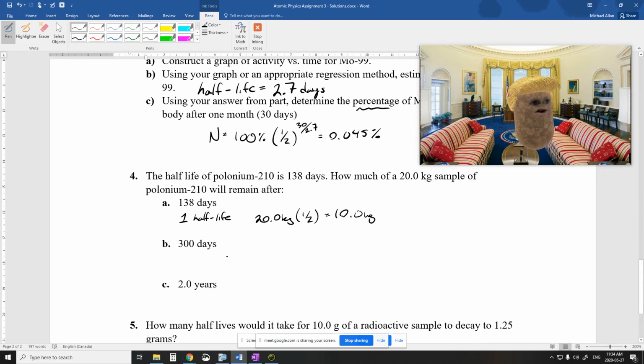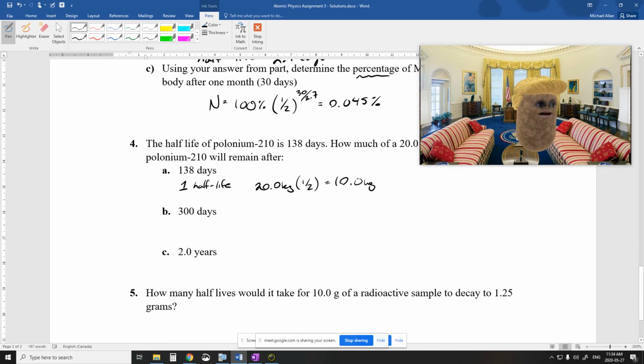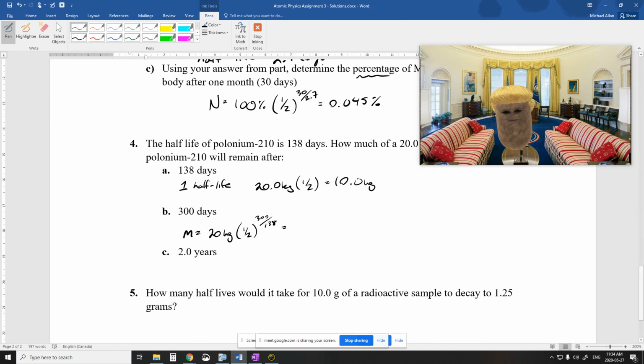Okay, after 300 days, that's not a nice multiple of 138. So I'm going to have to put this into my formula here. I start off with 20 kilograms, and I have 300 days, and my half-life is 138. So that's my equation I'm going to use. It's 20 times one half to the power of 300 over 138. So 4.43 kilograms, okay, pretty good.